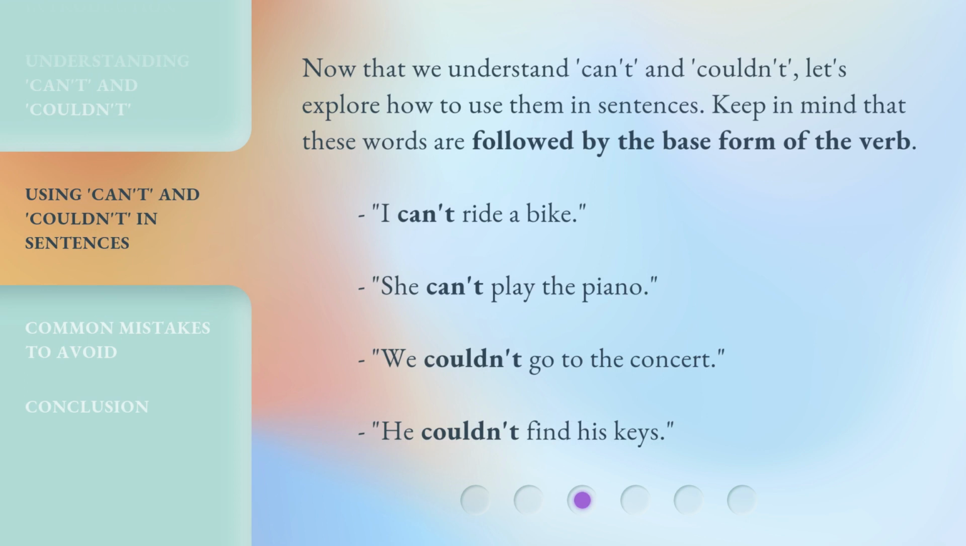Now that we understand can't and couldn't, let's explore how to use them in sentences. Keep in mind that these words are followed by the base form of the verb. I can't ride a bike. She can't play the piano. We couldn't go to the concert. He couldn't find his keys.